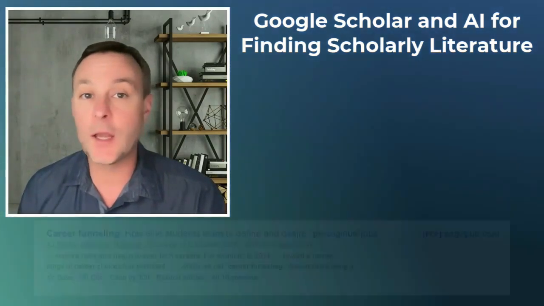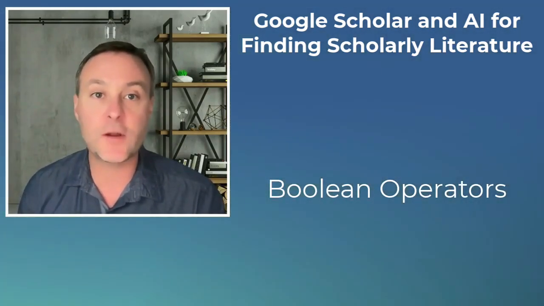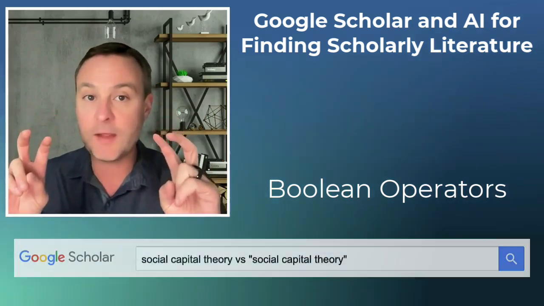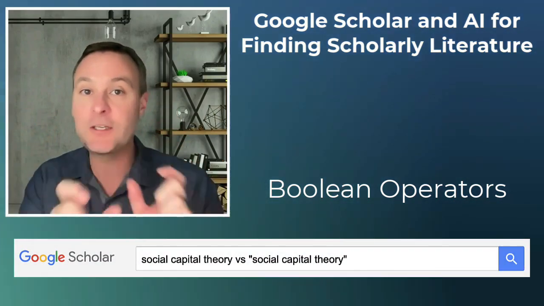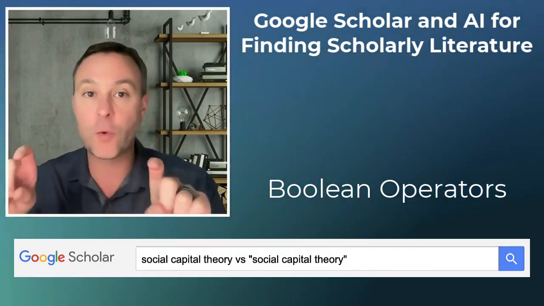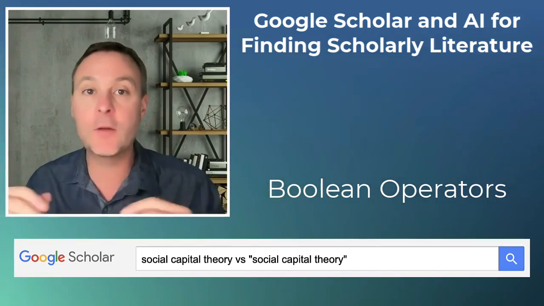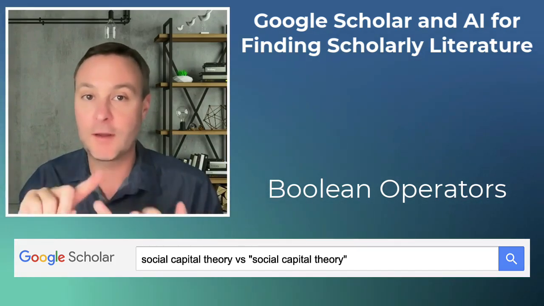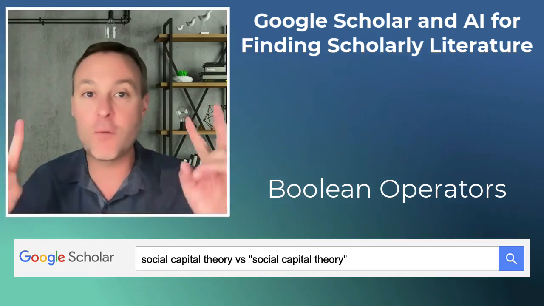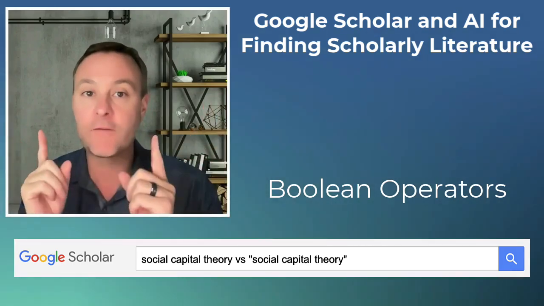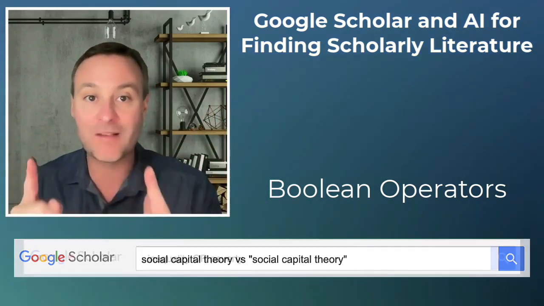You can also use Boolean logic for better searches in Google Scholar. If you put quotes around something, it won't just search for each individual word. It'll search for those words in that exact order. If you type in social capital theory, it'll be hunting for social, capital, and theory. But if you put quotes around it, it'll be hunting for social capital theory specifically.